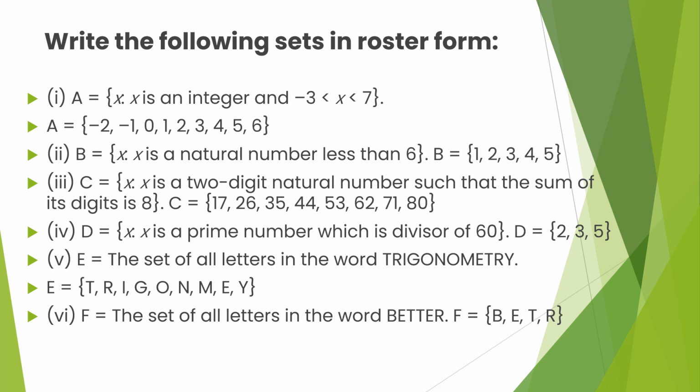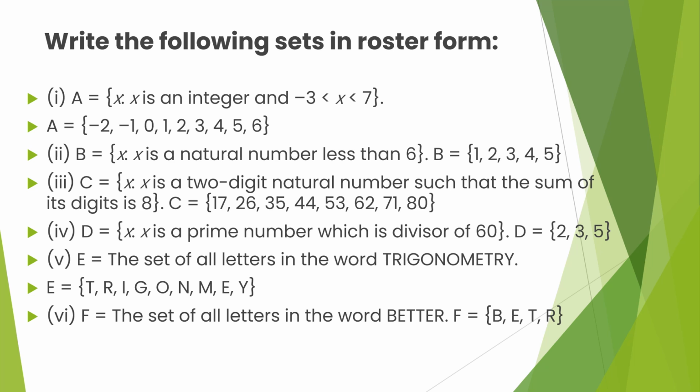D, set of all such x such that x is a prime number which is a divisor of 60. You know that there are many divisors of 60. Like you have 1, 2, 3, 4, 5, 6, 10, 15, but from that you want a prime number, correct? So which are the prime numbers? 2, 3 and 5, they are prime numbers. So remember 1 is a special number, so it starts with 2. D is equal to 2, 3, 5. 2, 3, 5 are the only prime numbers which are divisor of 60.